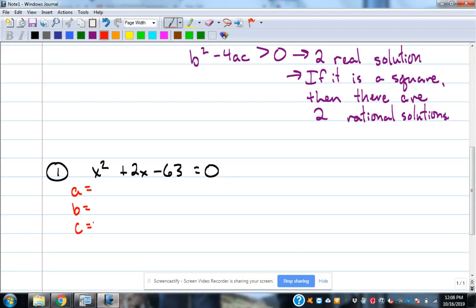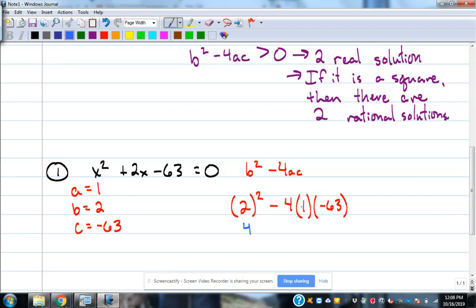So what's a for this particular quadratic? Well, 1. b is 2, and c is negative 63. Be careful and keep your sign with you. Whatever sign is in front of that part, that's the sign that goes with it. And then instead of jumping straight into the quadratic formula, I'm going to do the discriminant part first, the b squared minus 4ac part. So b is 2, minus 4 times 1 times negative 63. And I'm going to work that part out.